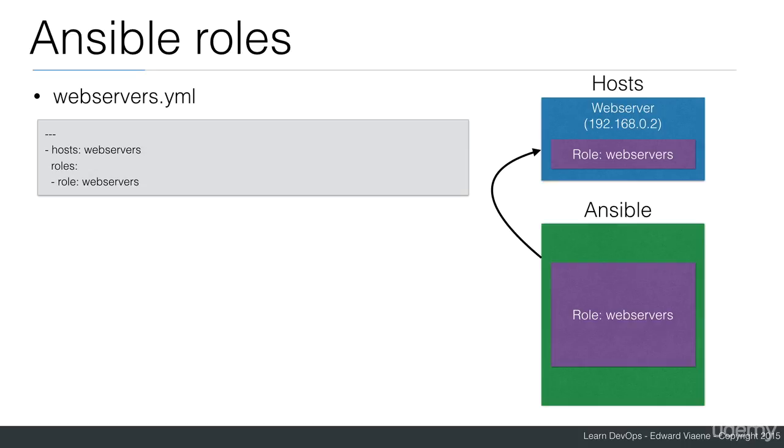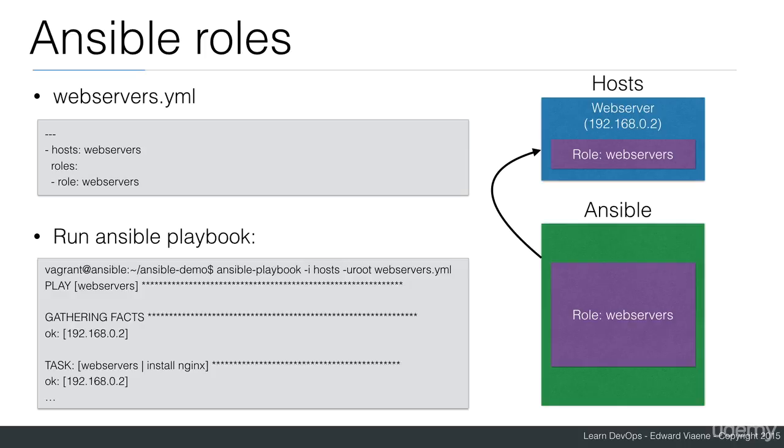The web server's host is in blue on the right. The web server is assigned the role web servers, which is depicted in purple. Ansible in green will run the task contained in the role web servers. If we run the playbook using our inventory file as an argument, Ansible will run the tasks in the web server role.